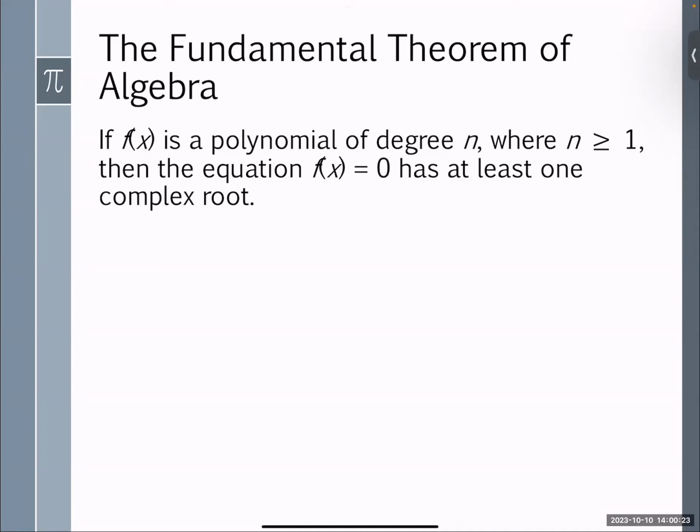So if it's linear, it has one solution. If it's quadratic, it has 2. If it's a third degree polynomial, it has 3. Some of those solutions may repeat and some of them may be complex, but every polynomial equation has a solution.